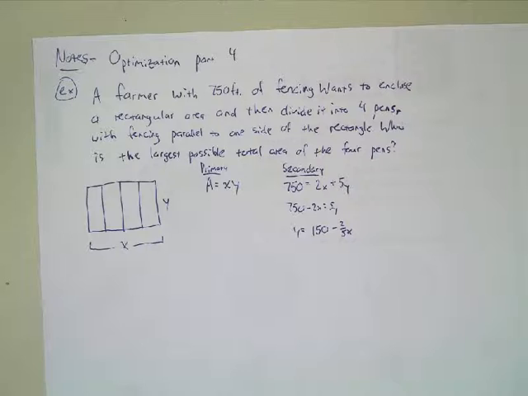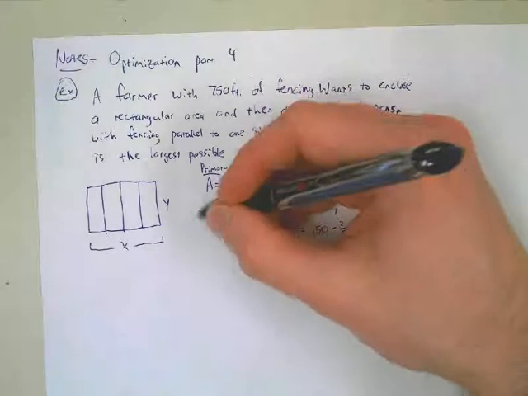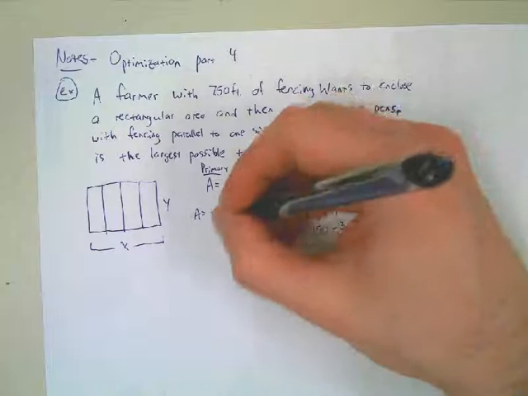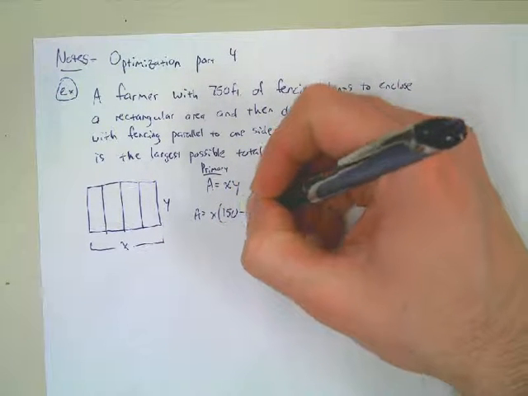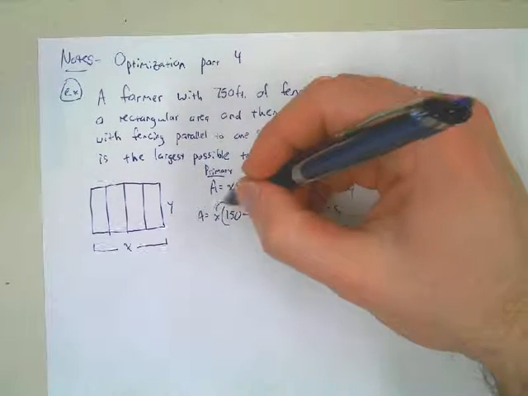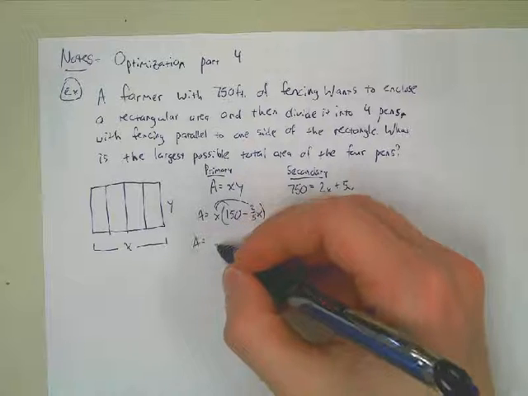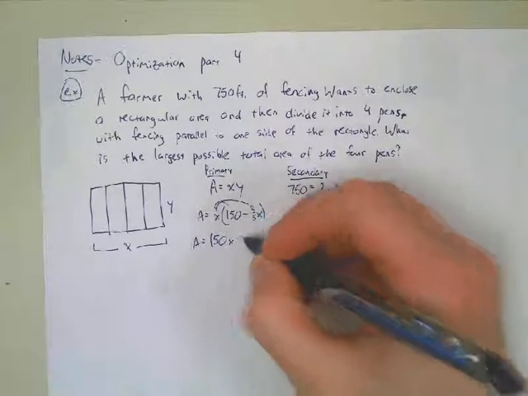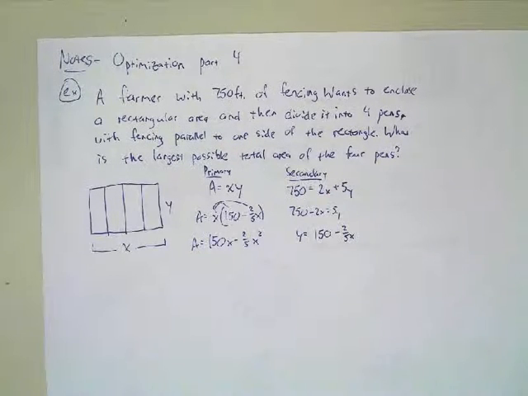Okay. And so I'm going to take that and plug it in over here into my primary equation. So A equals x times 150 minus 2/5 x. Okay, we'll distribute that x there. So I get A equals 150x minus 2/5 x squared. Okay.